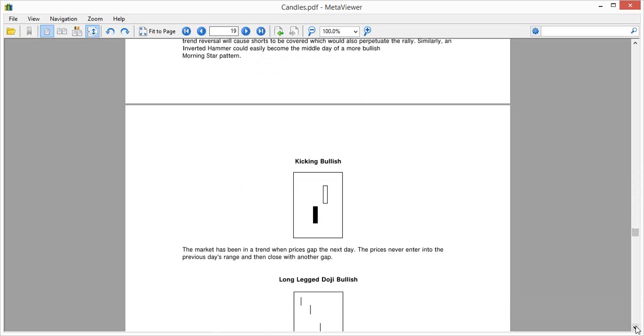Kicking bullish. The market has been in a trend when prices gap the next day. The price never enters into the previous day's range and then they close with another gap. So the market's gapped up and it never came back, and it stayed above.